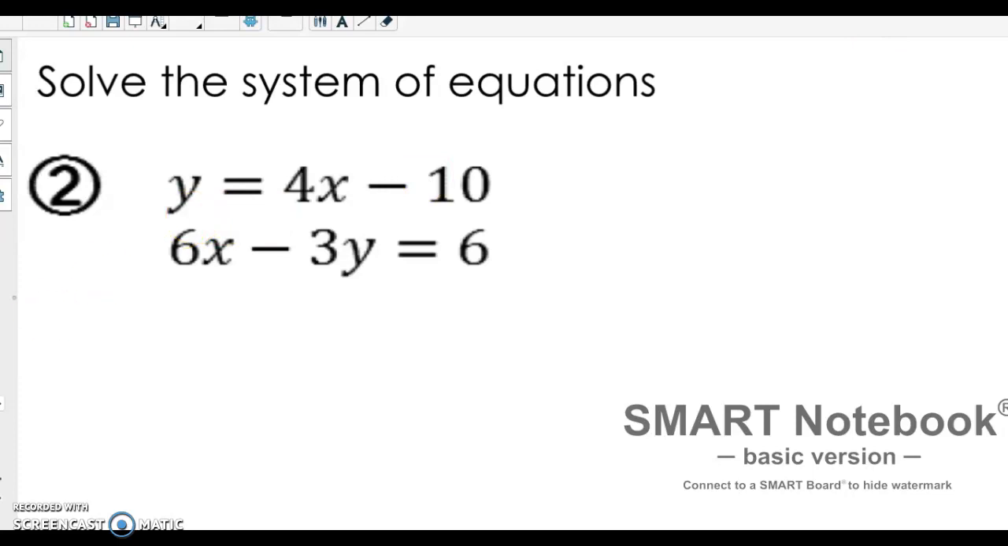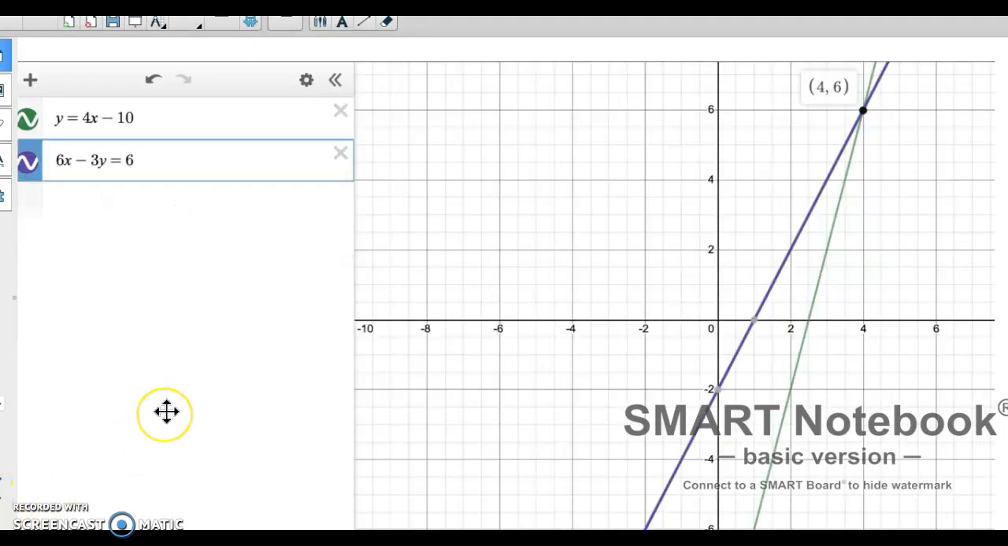Then what we're going to do to solve this problem, though, is we are going to solve it using Desmos. So the nice thing about Desmos is it will graph lines in slope-intercept form, and it will graph lines in standard form. So all you have to do to solve this problem is go on Desmos, type in your two equations to graph your lines, and then look for the point where they both intersect.